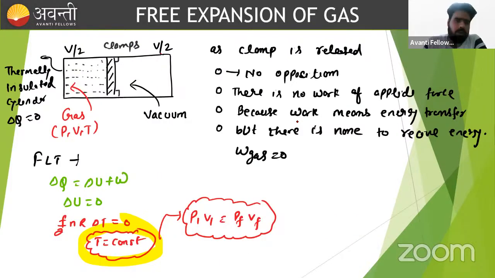The next important point: what is the free expansion of gas? Sir, free expansion, there is no opposition. There is no opposition, it means monopoly. Suppose there is no opposition in front of you. If this clamp is opened and gas wants to expand, there is nobody present here to resist this expansion. So there is no opposition. It means there is no work.